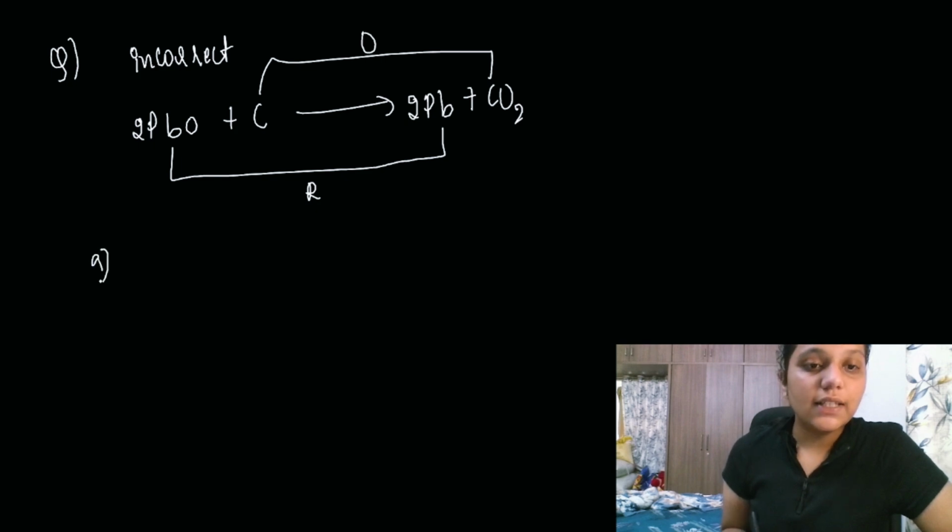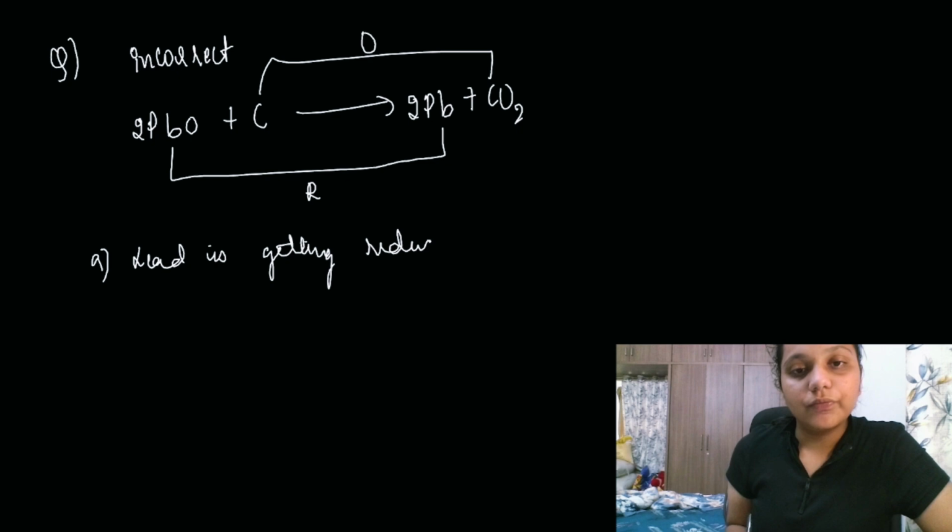So they are asking for the incorrect one. The first option is that lead is getting reduced. You can clearly see this option is wrong, because the lead here is not getting reduced; the lead oxide is getting reduced. So they are asking incorrect, so this is one of the options which is correct for us.